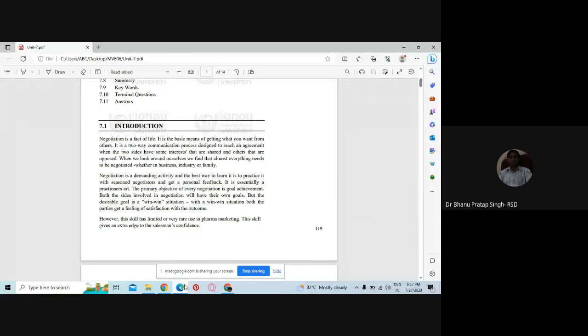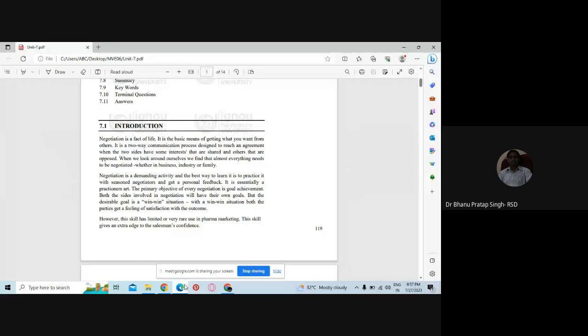The primary objective of every negotiation is goal achievement. Both sides involved in negotiation will have their own goals, but the desirable goal is a win-win situation. In a win-win situation, both parties get a feeling of satisfaction with the outcome. So negotiation is important in management as well as in our pharmaceutical sales management.